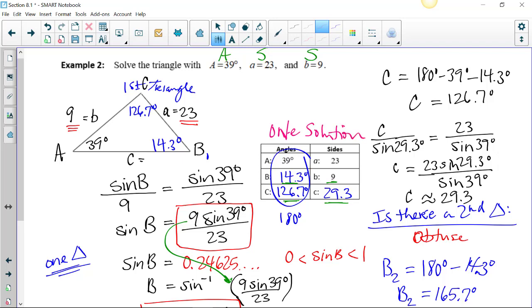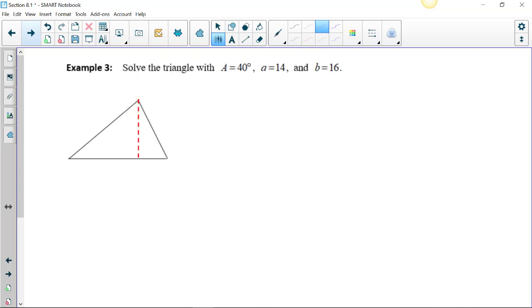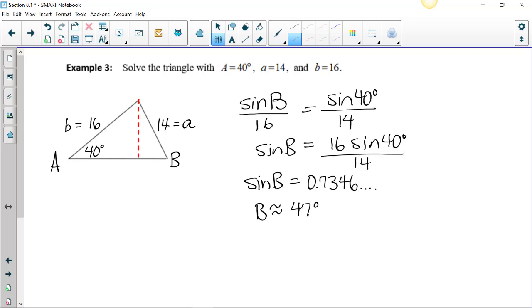Okay? So, of course, we've got to look at a situation with two triangles. When we set it up, I've got A is 40, side opposite, little a is 14. The additional second side would be B is 16. So that's B, so this is angle B. This is little a.